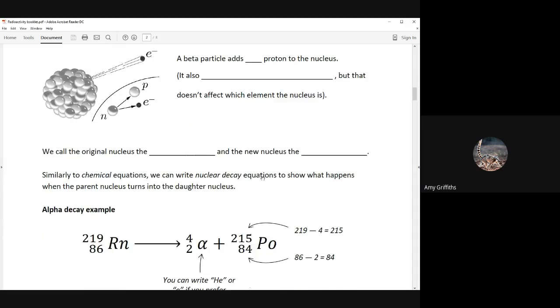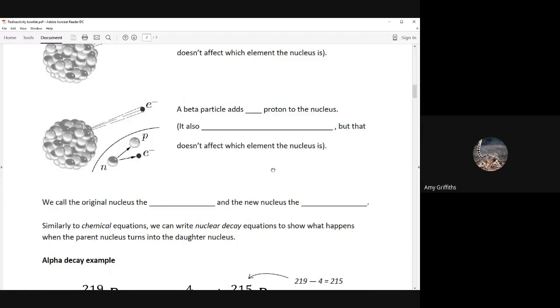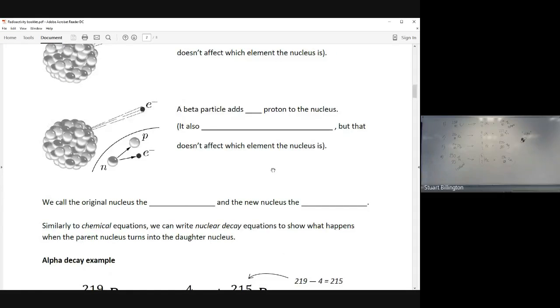What was that, sir? You cracked up a bit. Sorry. A beta particle adds one proton, and it also loses one neutron. Just make a little scribbled note to yourself, and then you can fill it in next week when you're back in school.